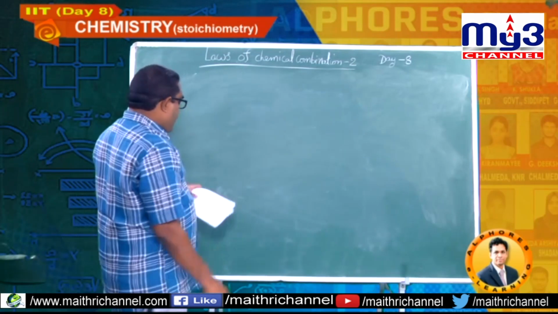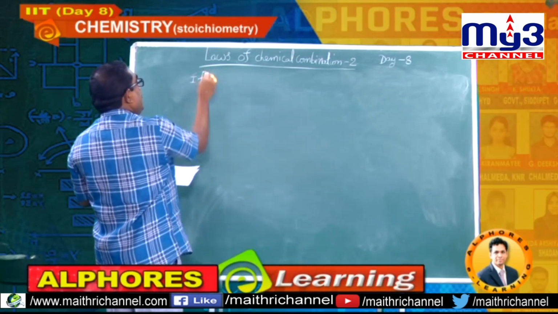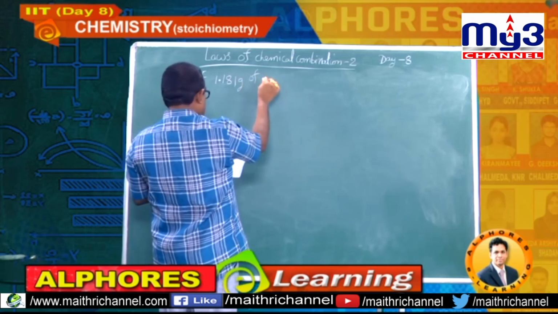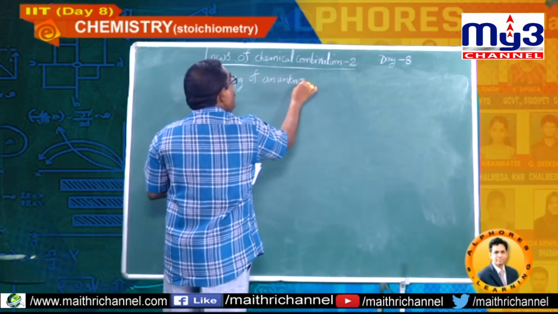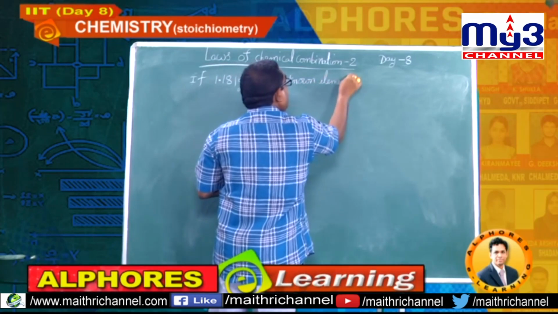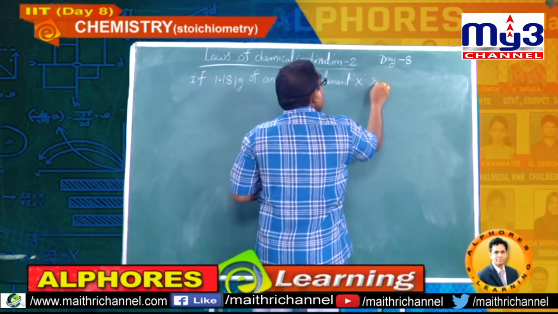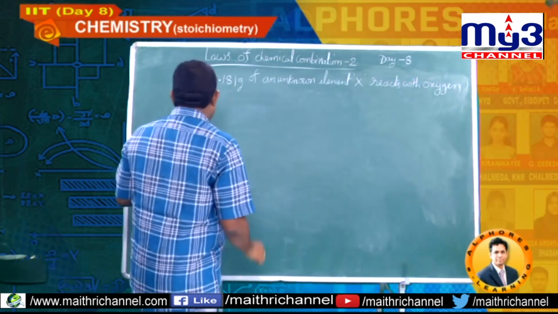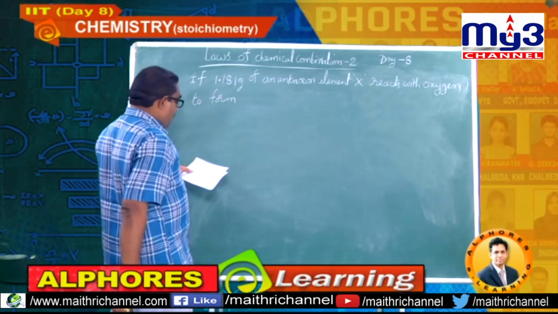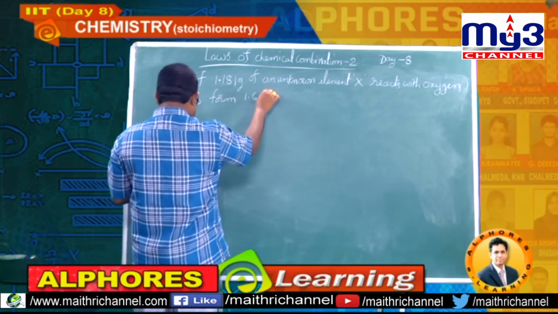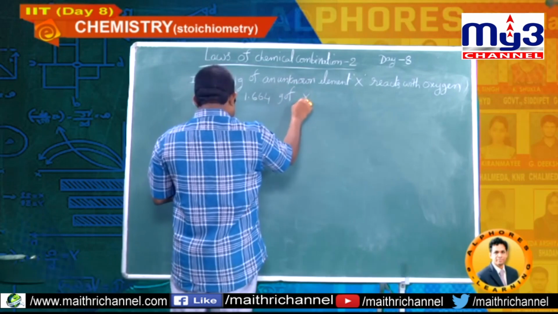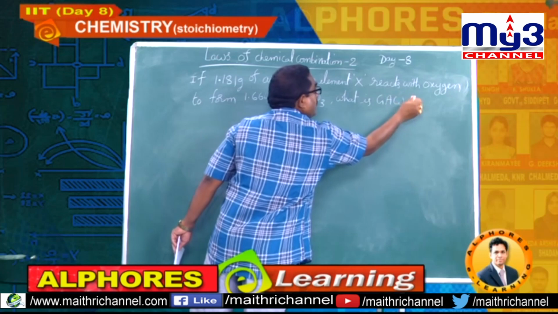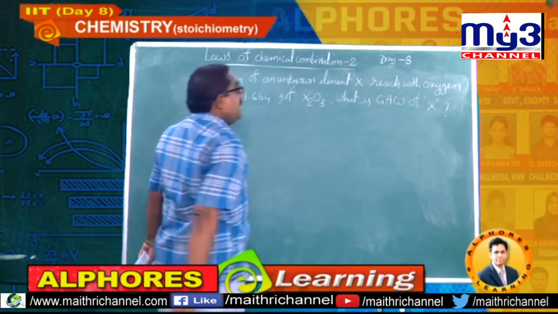Write down one more question, students. Write down. If 1.181 grams of an unknown element X reacts with oxygen to form, write down, students, to form 1.664 grams of X2O3. What is the atomic weight of X?